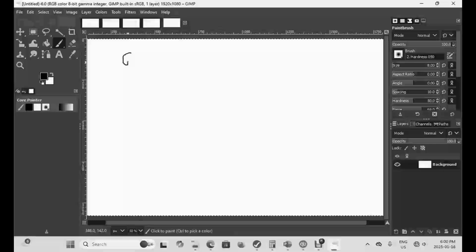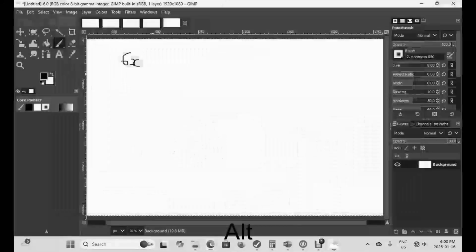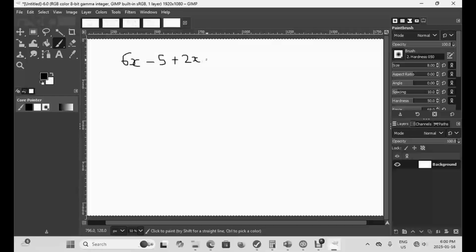Okay, so 6x minus 5 plus 2x equals 19. So again, to solve for x, you will need to group the like variables, like terms, and solve for x.